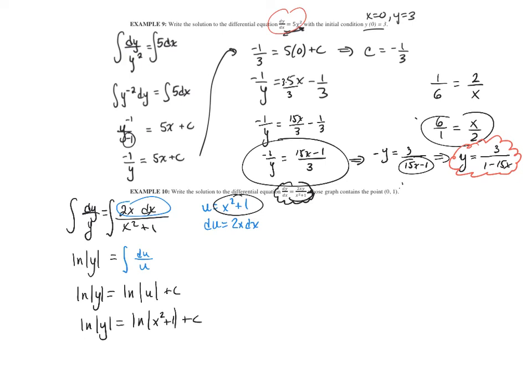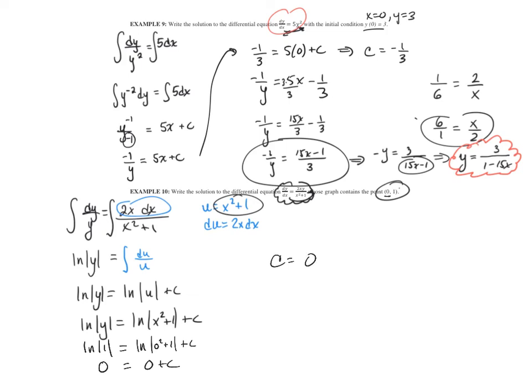And this is a great time to use our initial condition. So notice that both of our values are such that the absolute value is not going to be an issue because they're giving us positive values. So we can just say the ln of 1, putting the y value in there, is equal to the ln of 0 squared plus 1 plus c. Of course, this is 0, and this is 0 plus c, so our constant is 0.